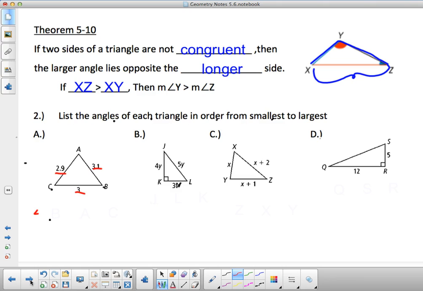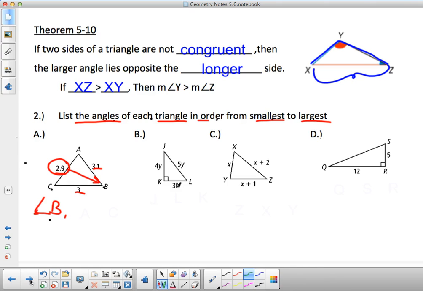2.9, 3, 3.1. Which one's the smallest side? People are looking at me like I just asked them a trick question. 2.9, right? So 2.9 is opposite angle B. And we're supposed to list the angles of each triangle in order smallest to largest. Angle B is the smallest because it's opposite the smallest side. So angle B is first.